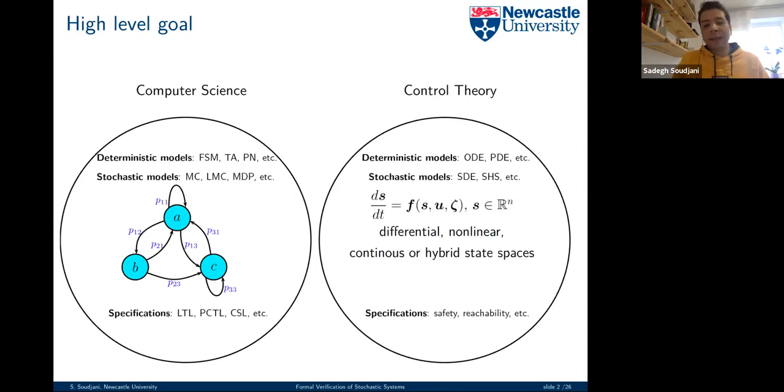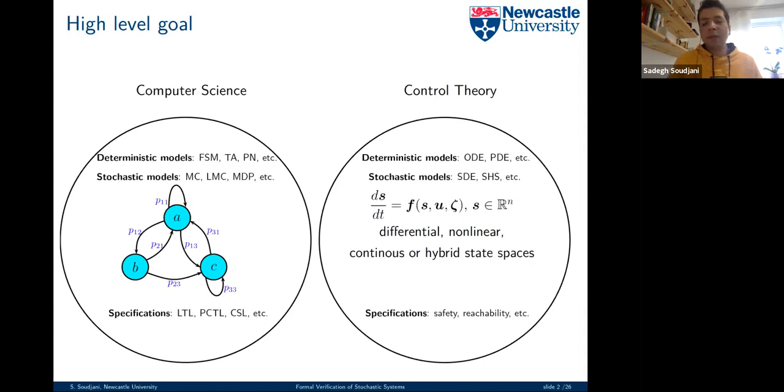If we look at the class of specifications studied over these models, we have rich classes of specifications, for example, linear temporal logic or continuous stochastic logic and so on. And we also have lots of concepts and techniques on how to check these complex specifications on such models.